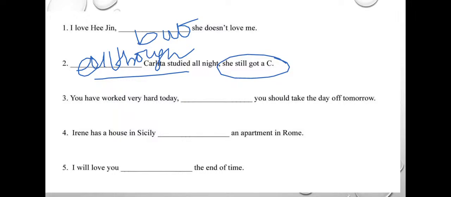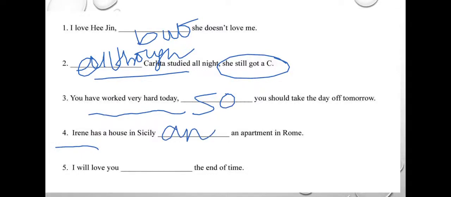Third one is: you have worked very hard today. Students, you have worked very hard today, dash, you should take the day off tomorrow. I won't give you the suggestion, but you can take a day off tomorrow. Tomorrow is not a holiday. Yesterday was a holiday. Fourth one is Irene has a house in Selassie, dash an apartment in Rome.